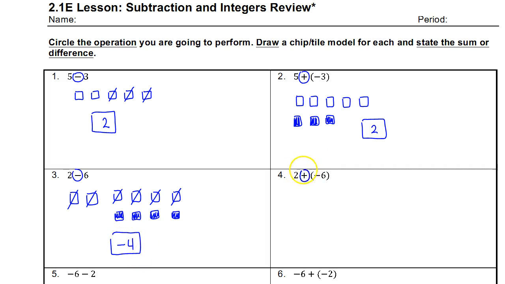For number 4, I'm adding, so I'm going to start with 2 positive chips, and I'm going to add on 6 negatives. So I've got 1, 2, 3, 4, 5, and 6 negatives. I can see that I have 2 zero pairs, and what's left are 4 negative chips, so the sum is negative 4.